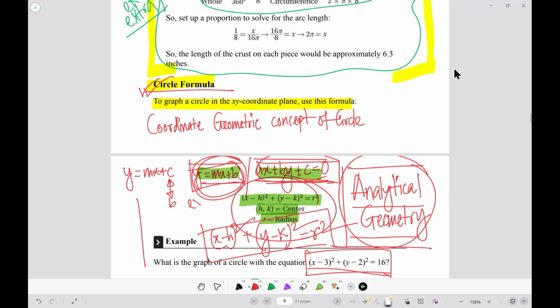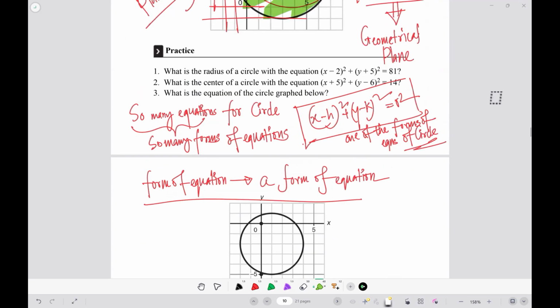We can express the straight line by this equation. And this is one of the forms of equation for a straight line. This is also a form of equation of a straight line. So this is what I'm talking about basically: a form of an equation for a given circle.